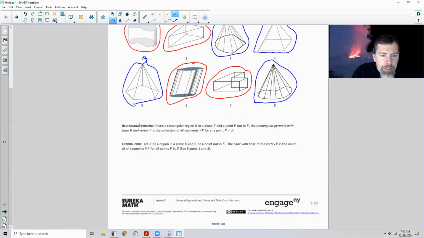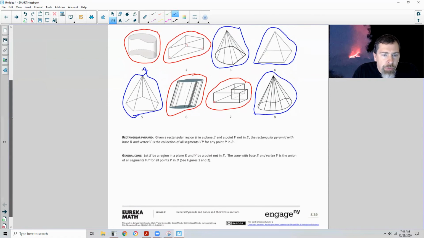Okay. So down below it says rectangular pyramid definition. Given a rectangular region B in a plane E and a point V not in E, the rectangular pyramid with base B and vertex V is the collection of all segments VP for any point P in B. Okay, we kind of went over that last section, lesson 6. And then general cone says let B be a region in a plane E and V be a point not in E. The cone with base B and vertex V is the union of all segments VP for all points P in B. See figures 1 and 2.